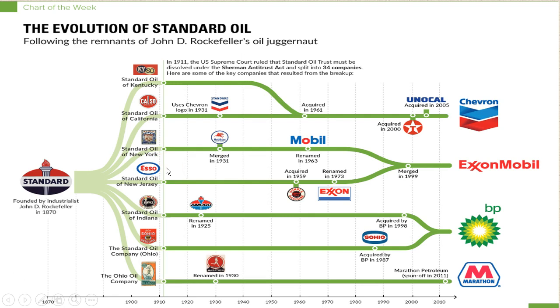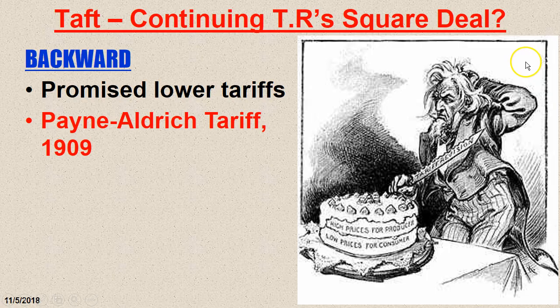Ida Tarbell. A little chart here shows when Standard Oil was broken up, it became all these oil companies, and over time, if you follow the line here, you maybe recognize some of these others out here. They become the ones that we know today. So the big oil and gas companies that we know today were at one point in time connected to Standard Oil.